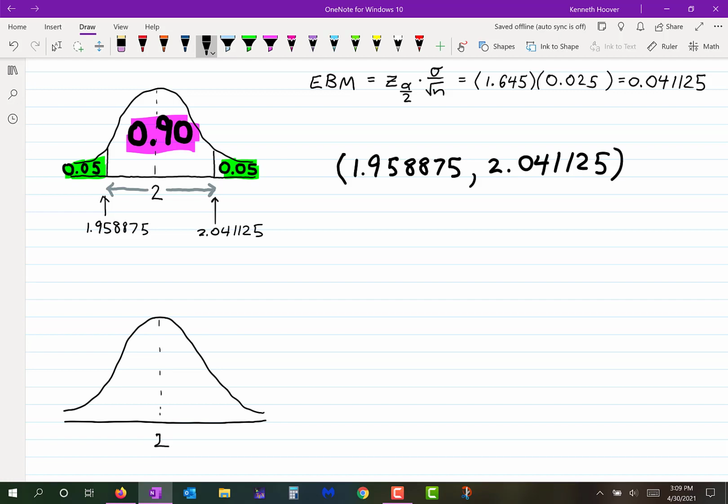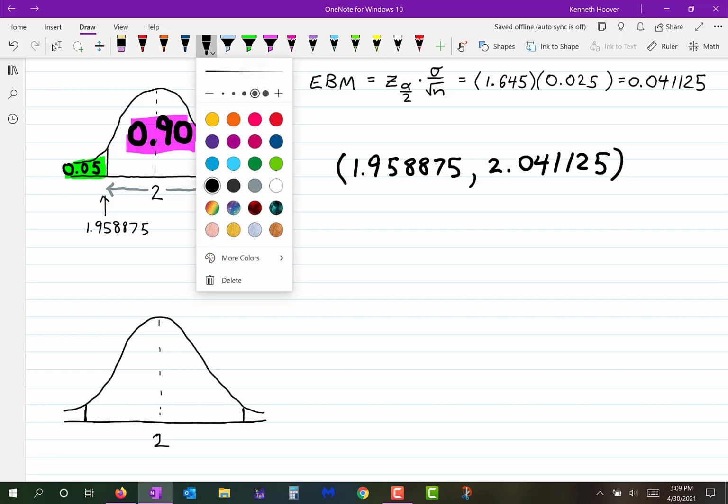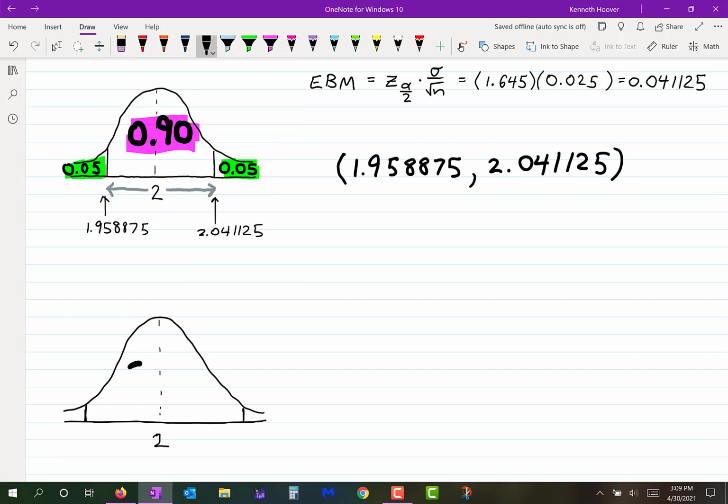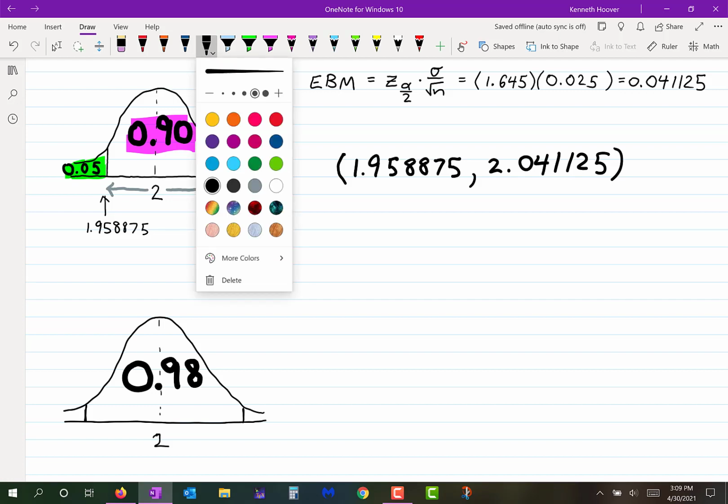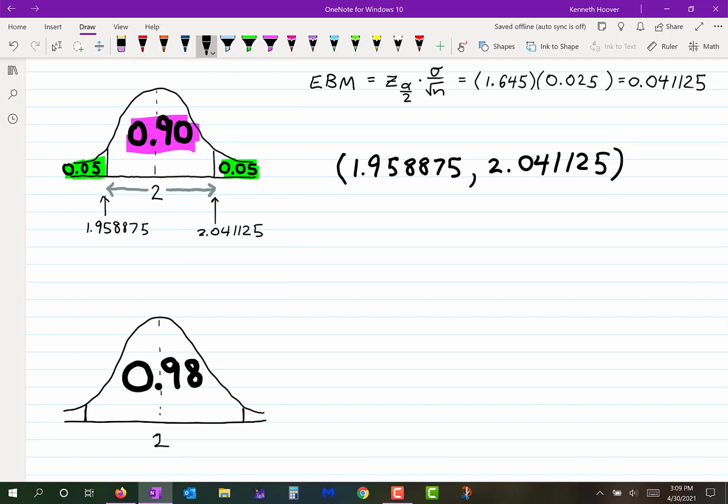Except one thing I can say is now I want the middle section to take up 98% of the area. So that middle section is going to be bigger, which means the tails are going to be smaller. That middle section is going to take up 98% of the area, which leaves 2% left over, broken up into 2 tails. So each tail will represent 1%.